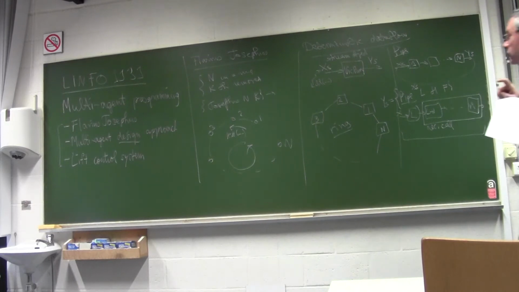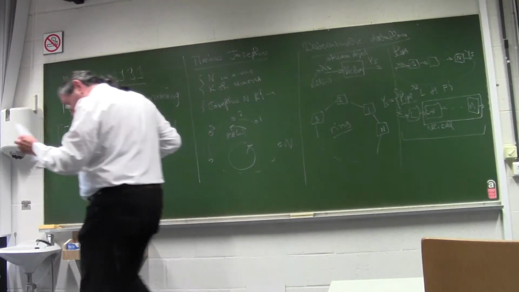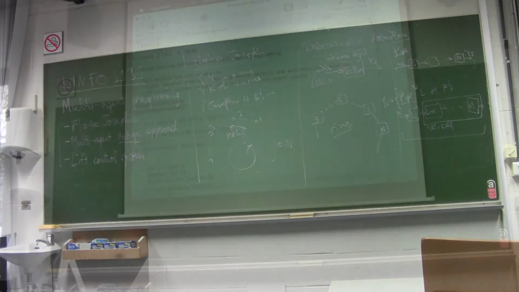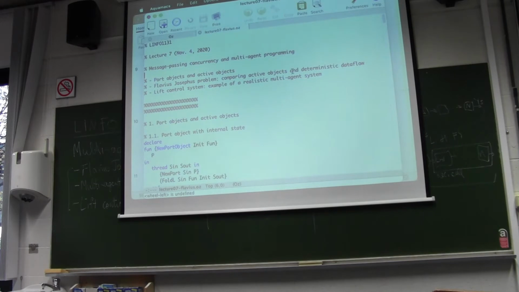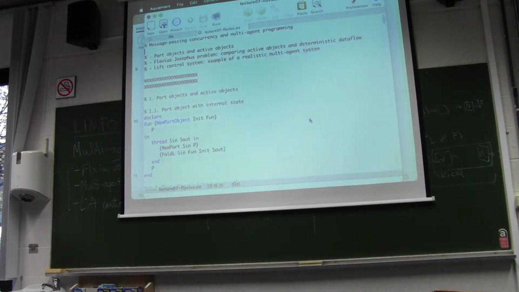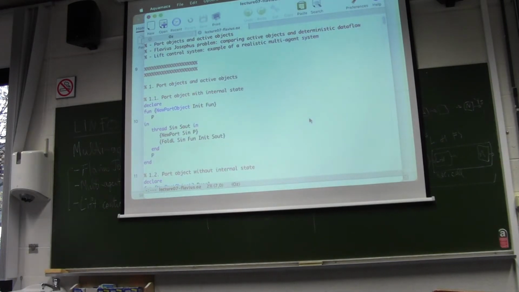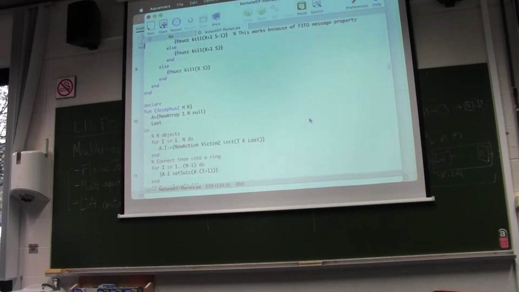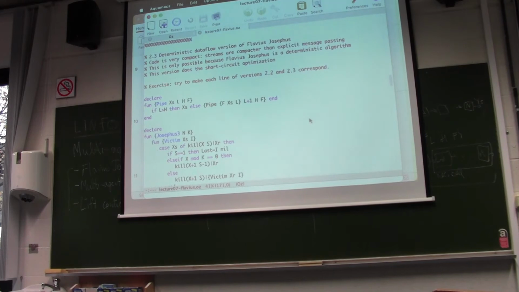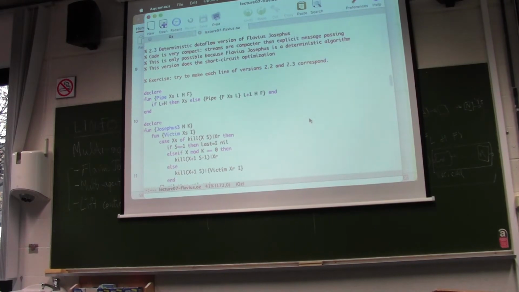Okay? So maybe I can show code now. Okay. So I'm going to make a file which has all the code. So the first part, there's going to be some definition, so I'm going to skip over that. Let me show you the code for the deterministic data flow version. So this font is a little bit too big, or maybe it's okay, we'll see.